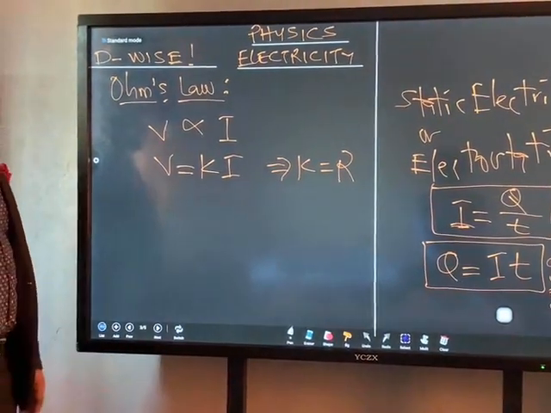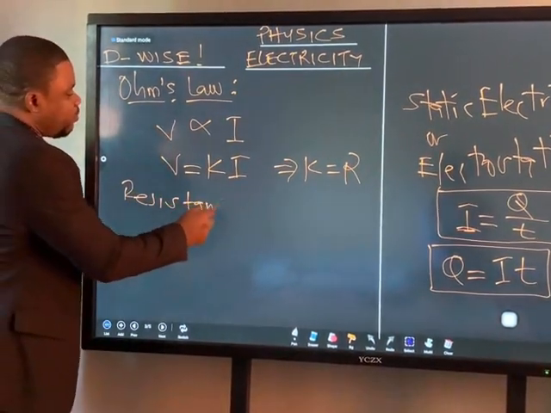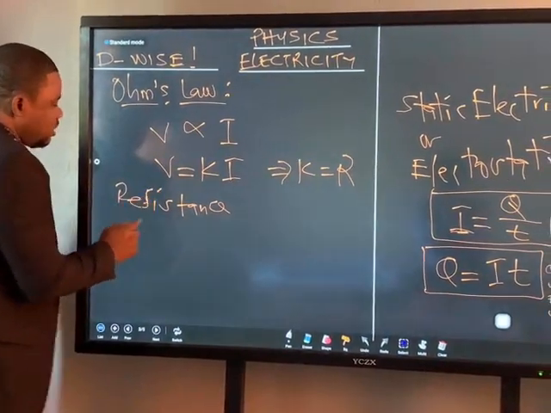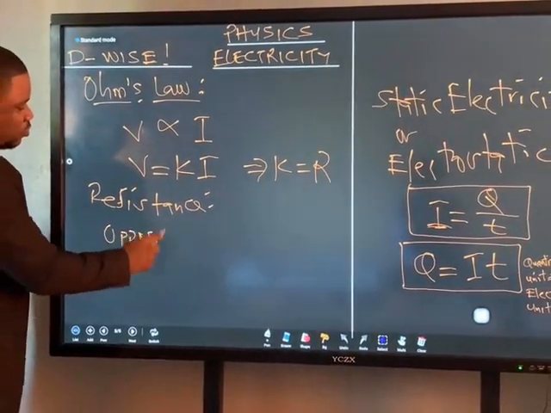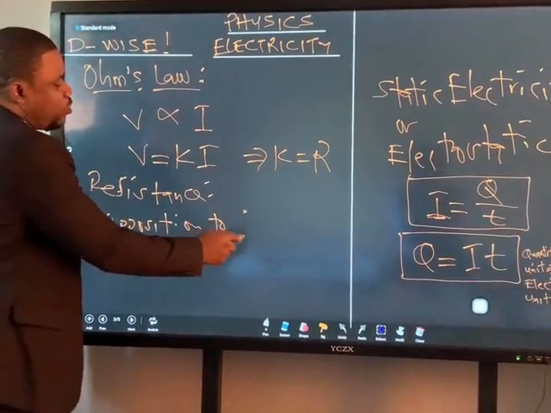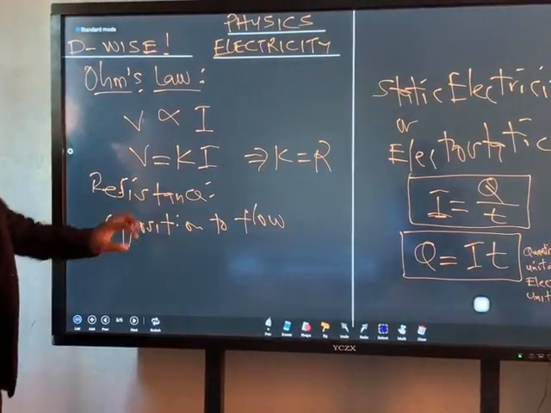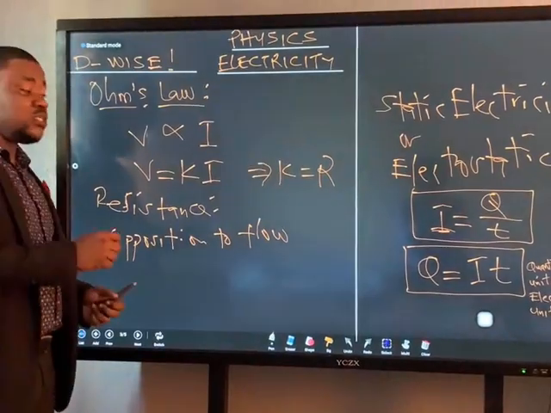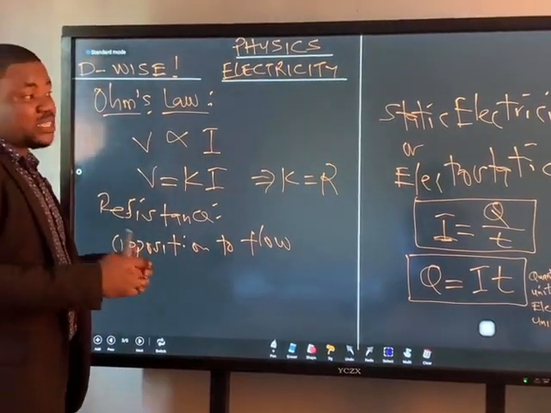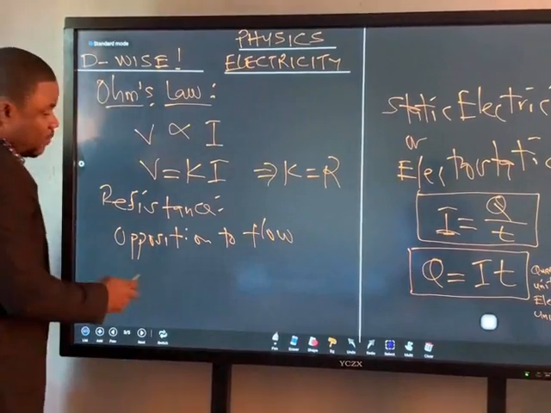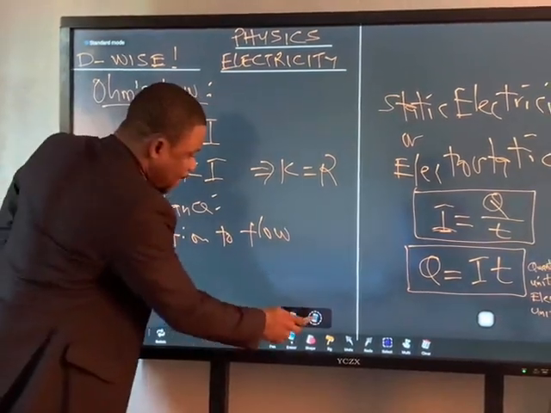So what is resistance? Resistance is simply opposition to the flow of electrons. Every system, everything that conducts electricity, has a measure of resistance, right? The resistance posed by the system, by the conductors and all that. There's no system that does not have a level of resistance. Are you with me? Okay.